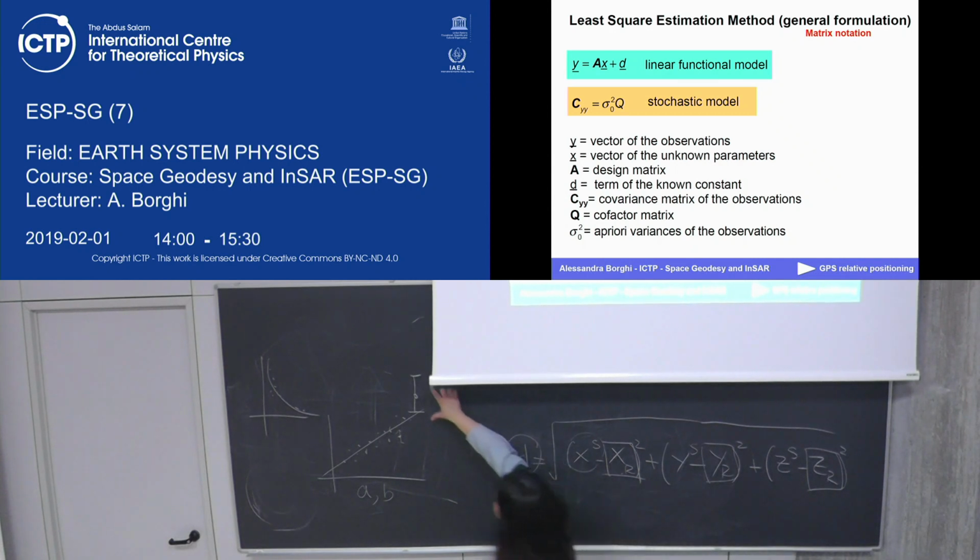If this error is three times that error, for instance, and if there is correlation between these two observations, these are important in a least square estimation or in any statistical method, also in maximum likelihood estimation and so on. You have these two models, the functional model and the stochastic model. Now we are going to see this, because now we are in this case.